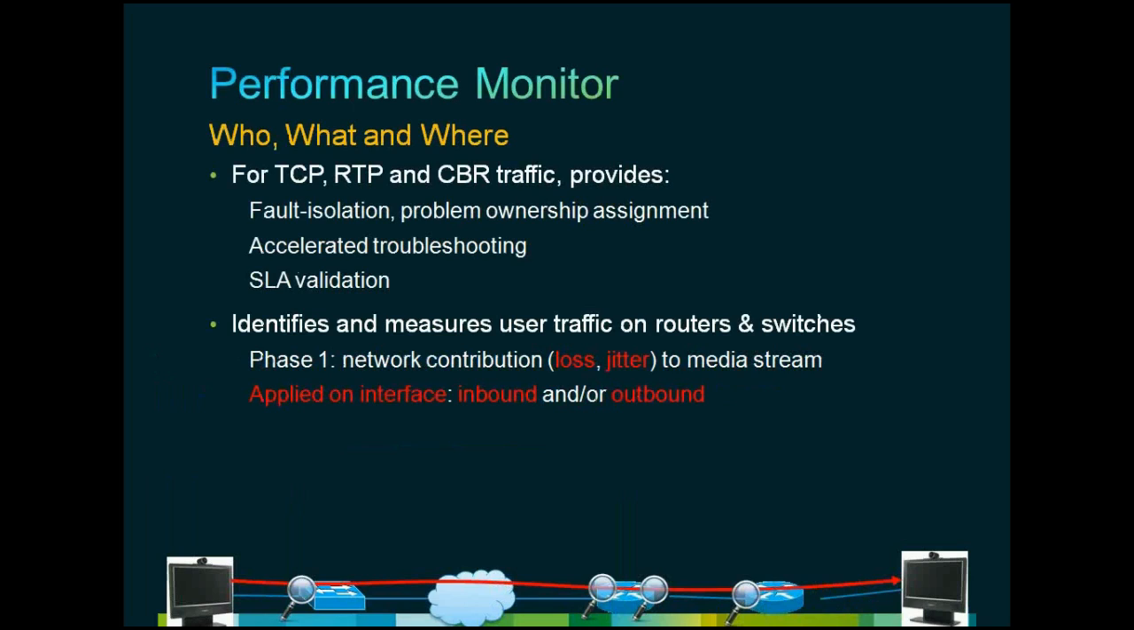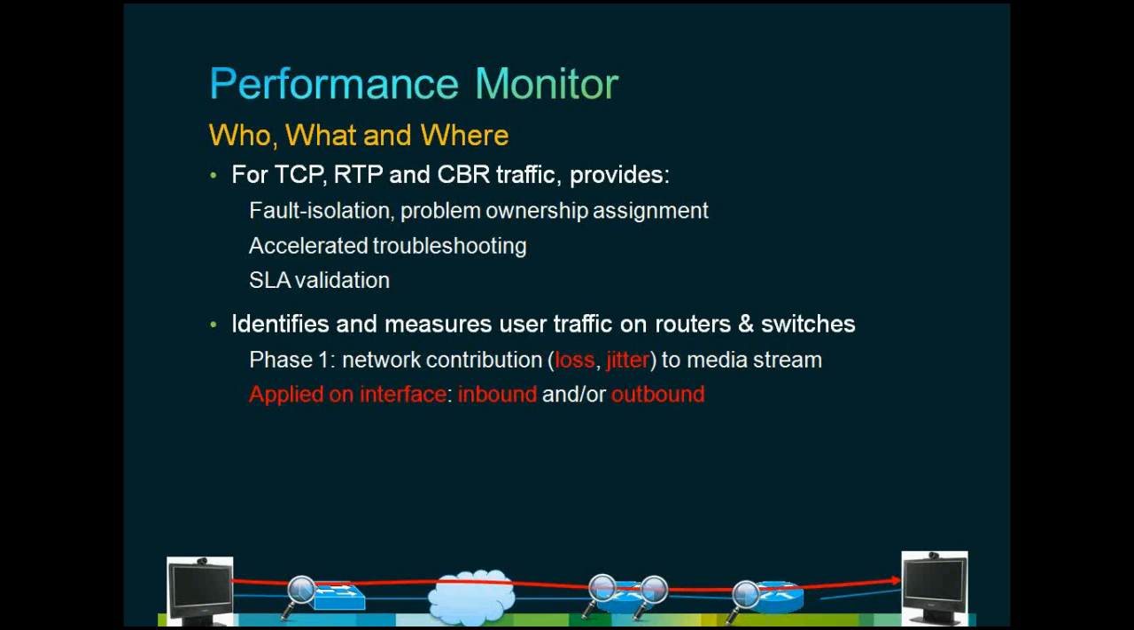Okay, so what exactly is performance monitor, right? Basically, we are collecting metrics for TCP, RTP, and CBR traffic, right? It helps you with cloud regulation, problem ownership assignment, accelerated troubleshooting, and SLA validation. I gave you examples of those, right? What it does is identify and measure the user traffic on the routers and switches. At the moment, it measures the network contribution, loss and jitter, to the media stream, and it's applied on the interface, inbound and outbound.